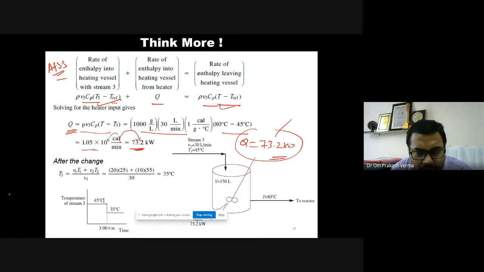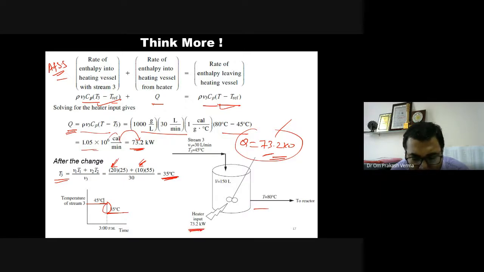So that is done. Now you have to give this much heat initially. Now let's see what happened after the change. The flow of the first liquor stream changed from 10 to 20, and the other from 20 to 10. Then the temperature T3 will come to 35 degrees Celsius. Initially we had 45 degrees Celsius but now we have 35 degrees Celsius. There will first be some transient, and after that we will see how it reaches 80 degrees. The input of 73.2 kilowatt is needed here.